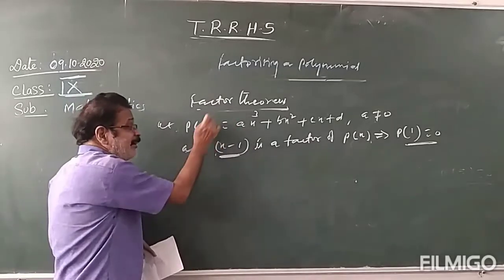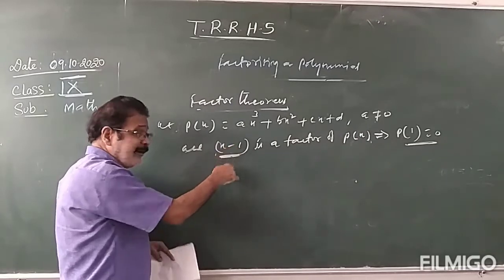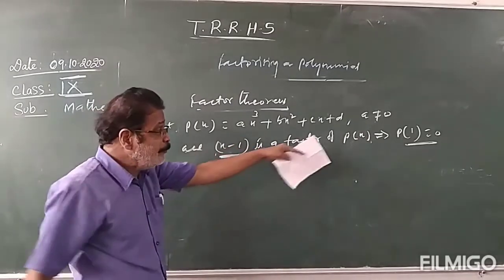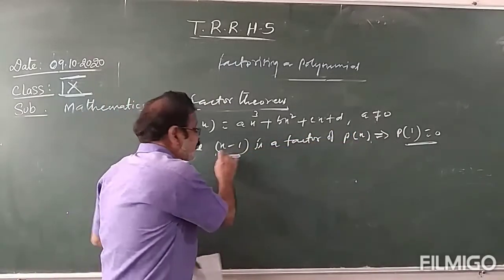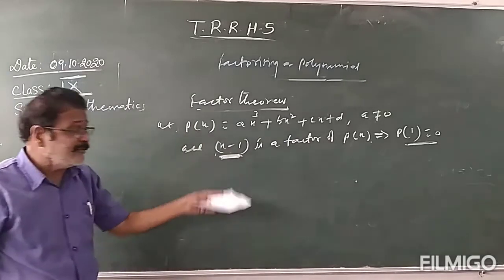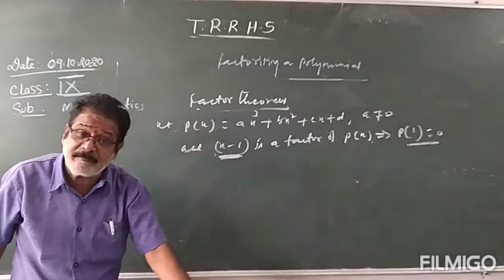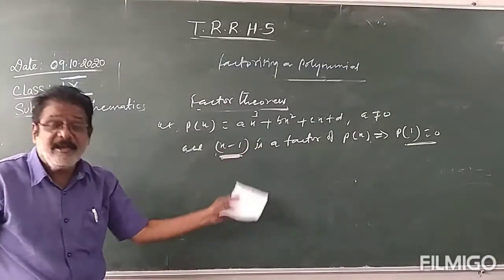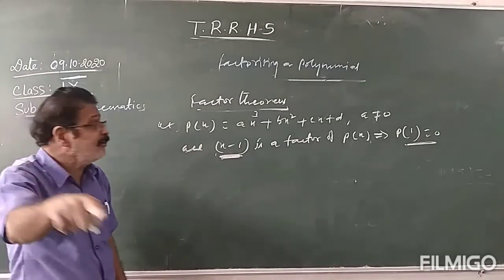When x minus 1 is a factor of P of x, it means x minus 1 equals 0, x equals 1. P of 1 should be 0. When you replace x by 1, we should get the remainder 0. Then only x minus 1 is a factor. x minus 1 is a factor of P of x means P of 1 equals 0. x plus 1 is a factor means P of minus 1 equals 0. x minus 2 is a factor means P of 2 equals 0. x plus 2 is a factor means P of minus 2 equals 0.